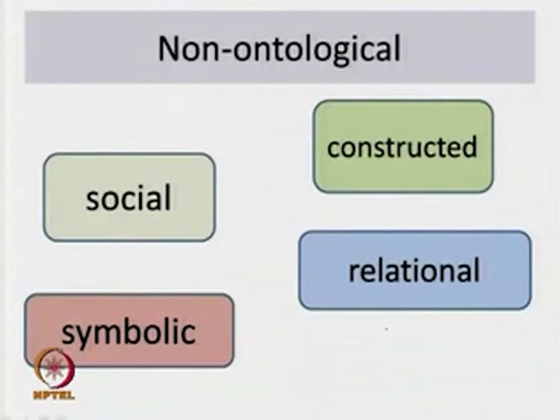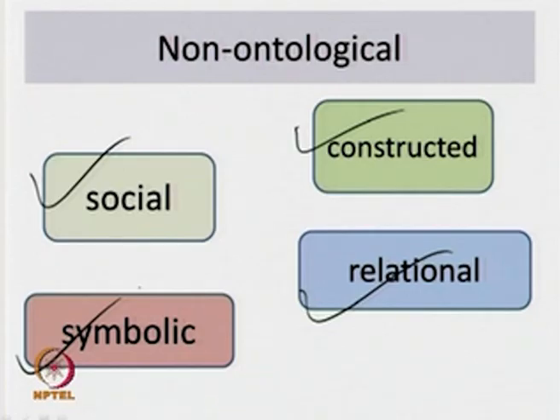So, let us relate it to the three approaches. The first approach, the reflectionist approach, can we call it ontological? Definitely. Why? Because it says that objects, events, phenomena and practices are where meanings reside. You simply have to be able to faithfully represent them. Representation, in the constructionist approach, is finally non-ontological, because it is social, it is constructed, it is relational, and it is symbolic.